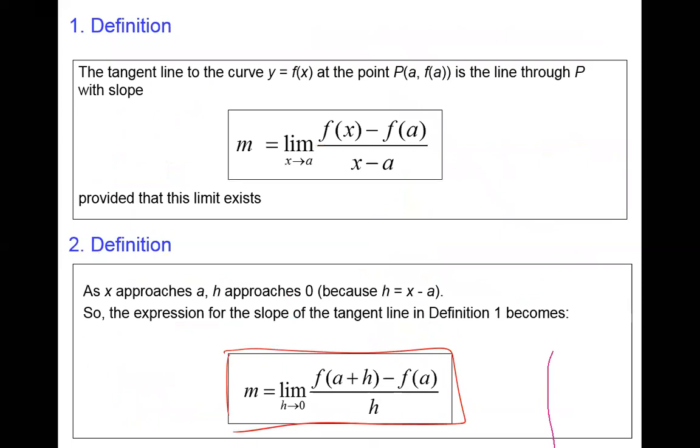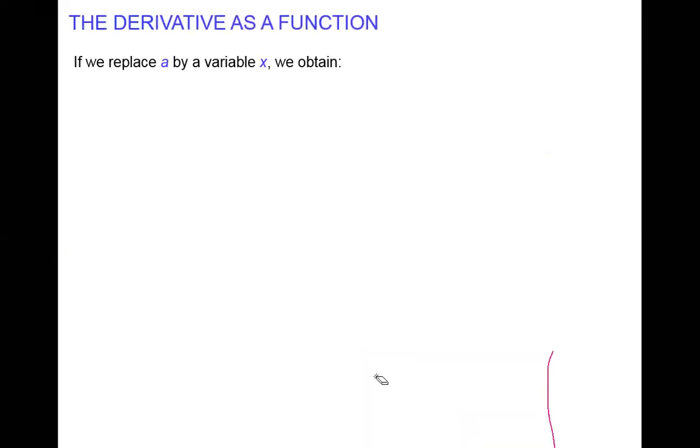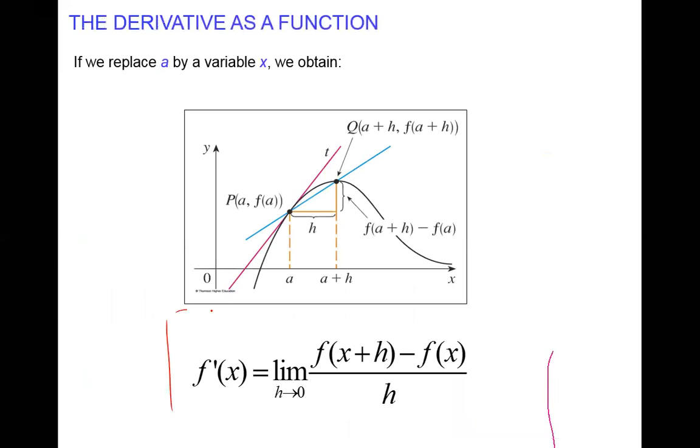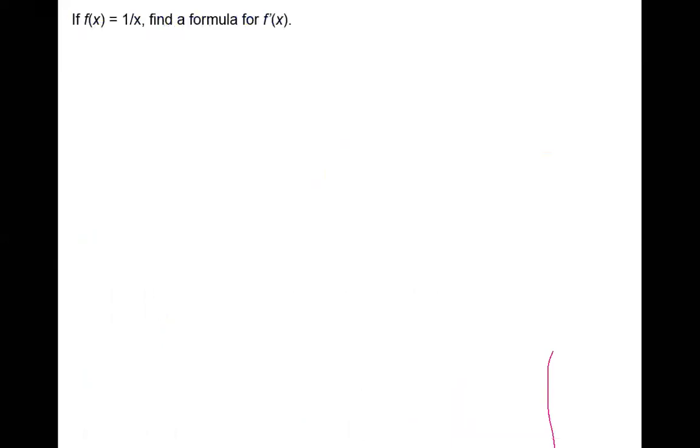That means I can show you how I can check if you know the definition. Okay, that we understand. I will not explain this. Limit as h goes to 0, f of a plus h minus f of a over h. Or the derivative as a function: instead of a, we have just x. f of x plus h minus f of x over h, as h goes to 0. That's the derivative. Okay, and for example, I have a function 1 over x. If the function is 1 over x, find the formula for f prime of x.